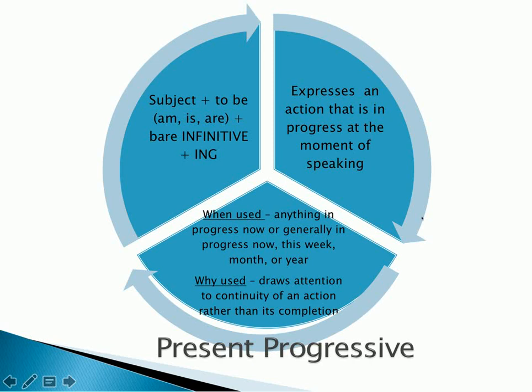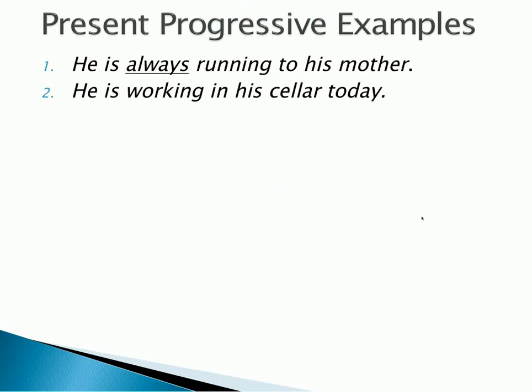When is it used? Well, anything in progress now, or generally in progress now, this week, month, or year. It's used to draw attention to the continuity of an action rather than its completion. Let's see some examples. He's always running to his mother. So he always gives you some help. This is an adverb helping you to show that something always happens, always running, okay?